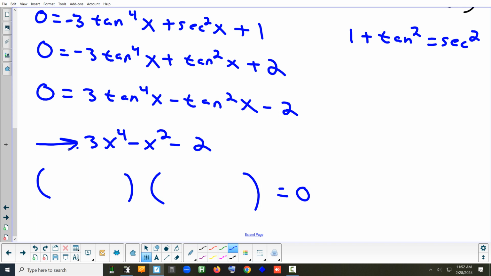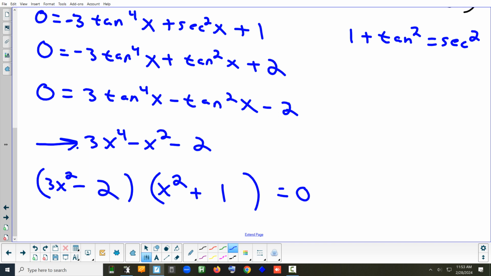Okay. What would be your first terms in each parenthesis to get 3x to the 4th? 3x squared and 1x squared. Yep. What would your signs have to be? One of each. Right, it would be one of each. We just have to figure out which one we want to put where. Let's try plus and minus. And now two numbers that multiply to give me 2. That'd be 1 and 2. Let's try it that way.